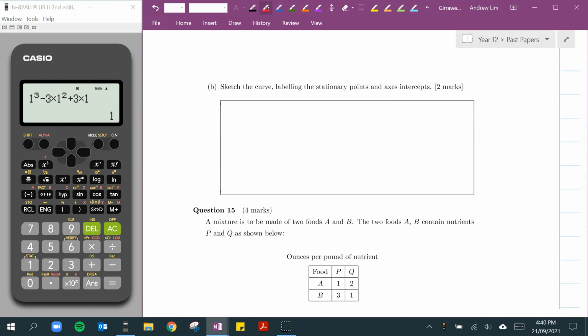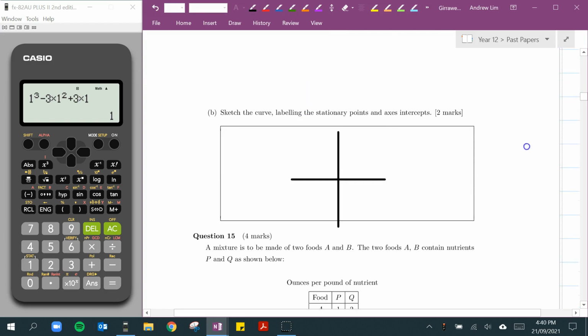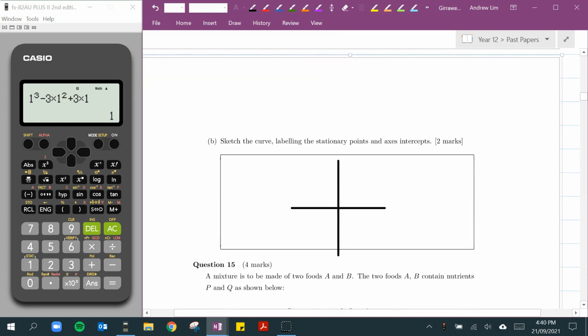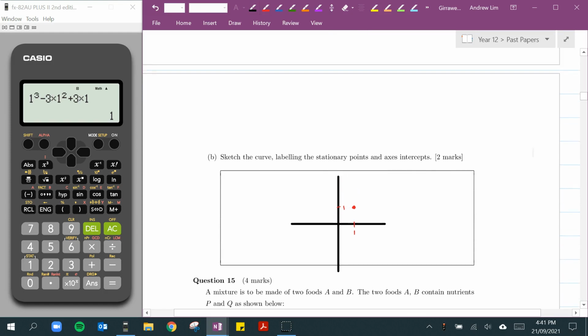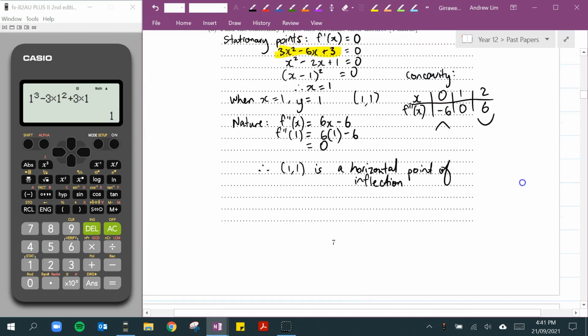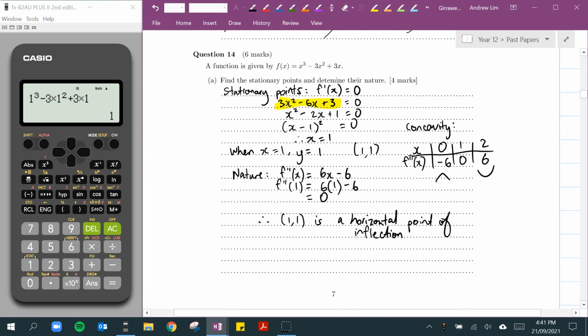Question B, sketch the curve labeling the stationary points and axes intercepts. So the stationary point was at 1, 1. And we know that's a horizontal point of inflection. x cubed minus 3x squared plus 3x.